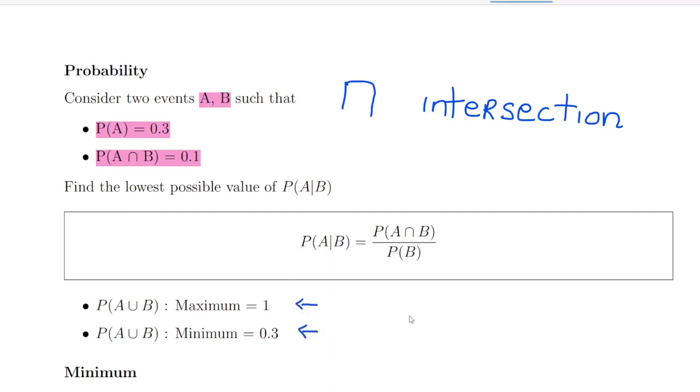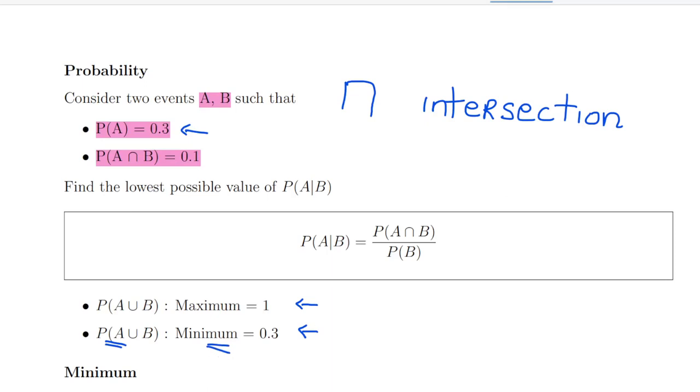Just by definition, we have two events. The maximum possible value of A union B is 1. Everything is either captured by event A or by event B, and the probability of that would be 1. We're also told that probability of A equals 0.3, so at least we know that the probability of A union B must be at least 0.3.